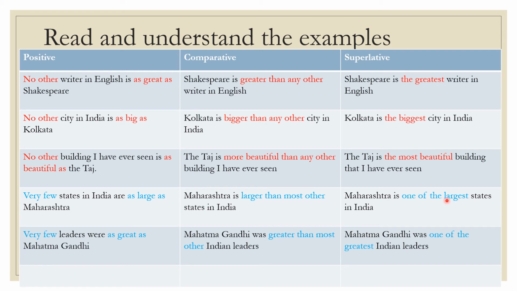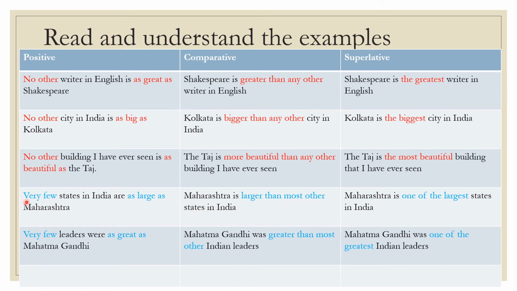So when it is one of the largest, in the comparative, you will say larger than most other. Look at the difference. Here it is greater than any other, but here it is larger than most other. This is when, in the superlative, it is one of the -est, one of the largest. So in the comparative it will be larger than most other. So the sentence will be: Maharashtra is larger than most other states in India.